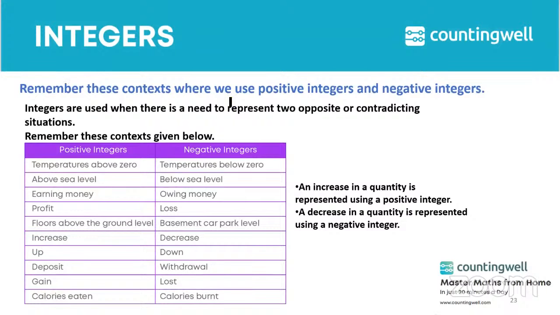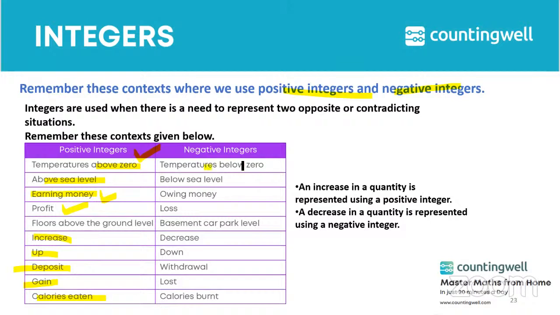Now, when we are using positive integers and when we are using negative integers, let us see this chart. We have to remember this context. Whenever you are dealing with temperatures above 0, we are using positive integers, or the numbers used for above sea level readings, or whenever there is a situation of earning money or profit, whenever you are dealing with floors above the ground level, or there are keywords like increase, up, deposit, gain, calories eaten, we are using positive integers.